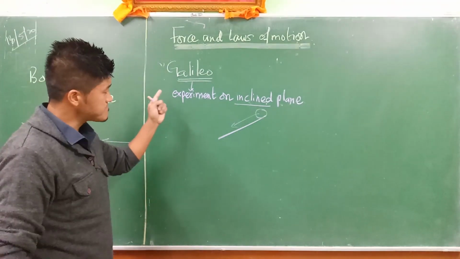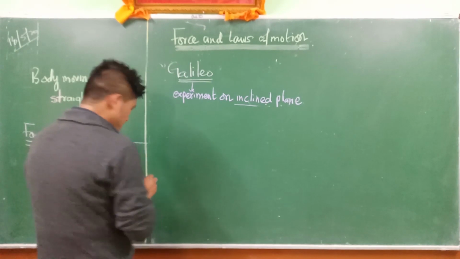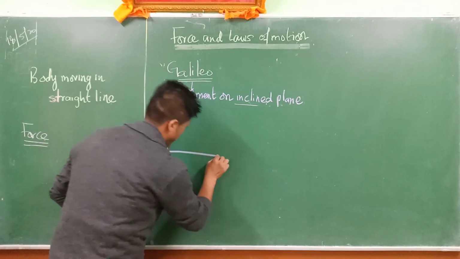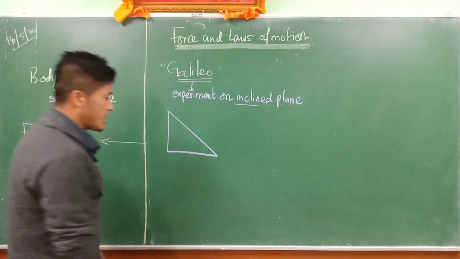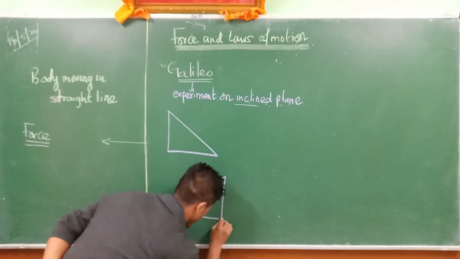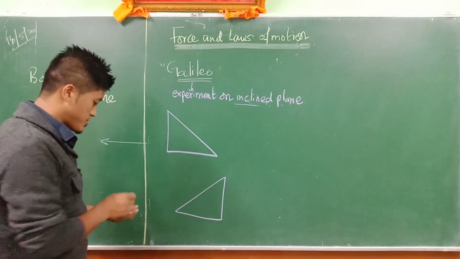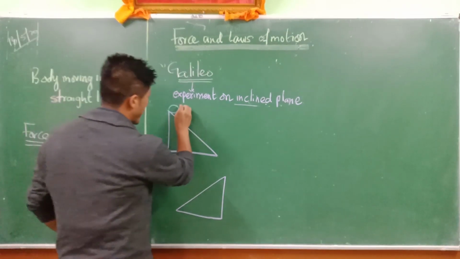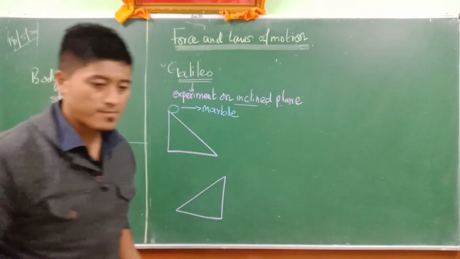Okay, so in his experiment, he used some inclined plane, right? I'm going to use a different set of chalk for you to understand it better. This is an inclined plane. Understand? And before understanding his experiment, what is important for us to know is that if there is a ball here, let's say a marble, a marble here, right?